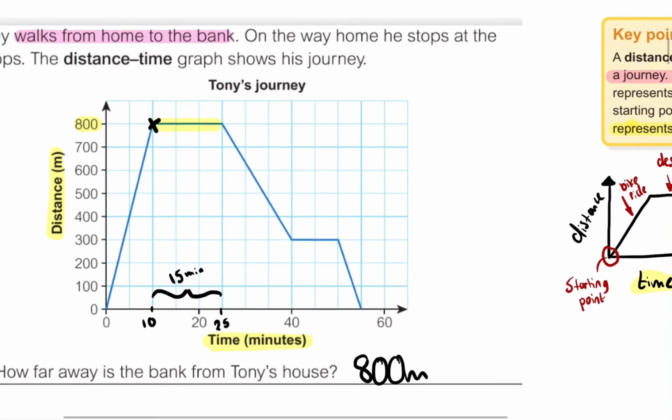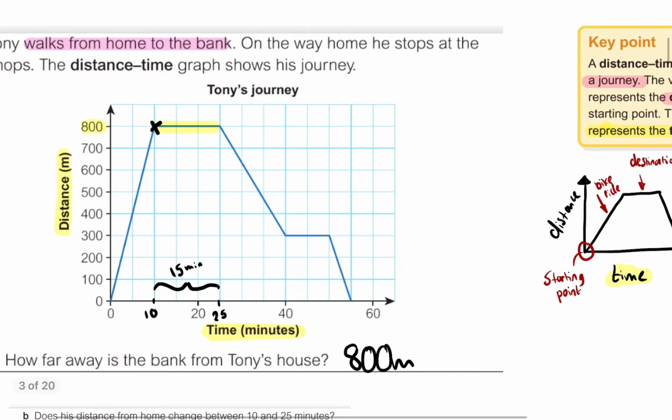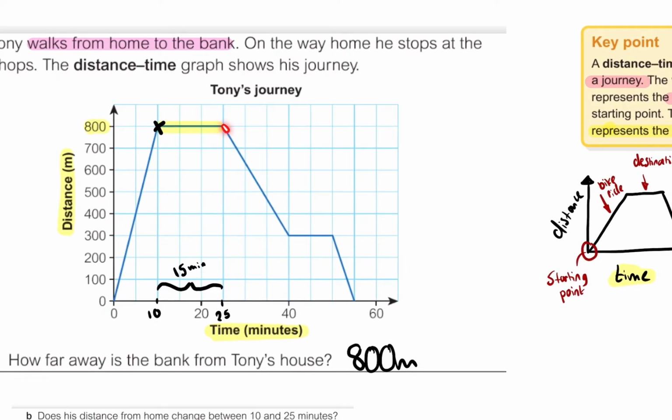We're told he stops at the shops. So he's going home, and can you see how the gradient is a bit less, not as steep as before? He's walking home slower. So he goes to the shops, and he stops at the shops. That's what this horizontal line means here. So we get to the shops here. He's got 40 minutes, and it was 25, so his walking time to the shops is 15 minutes again. And then he spends 10 minutes at the shops here.